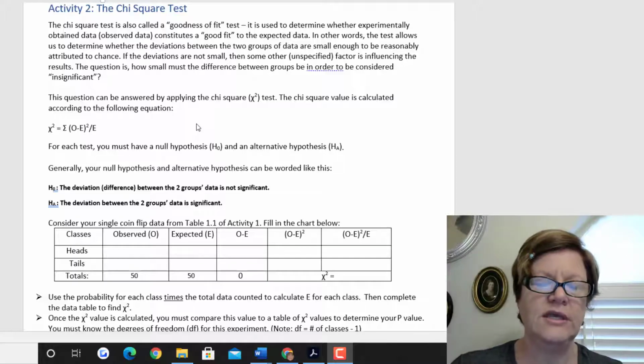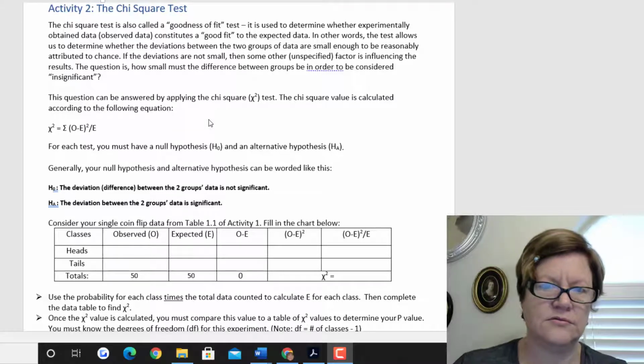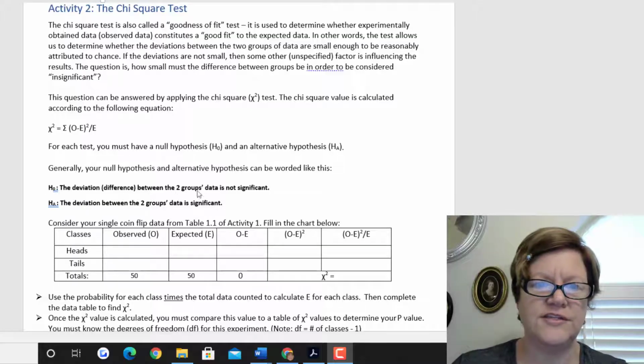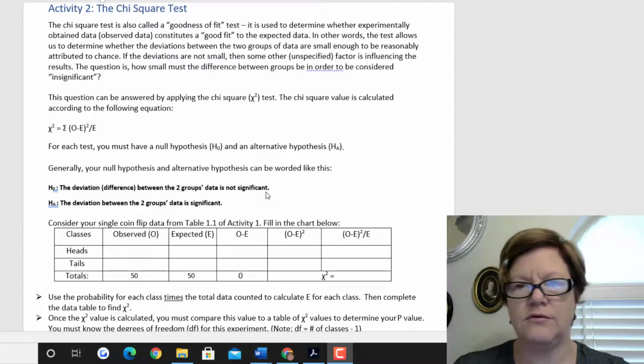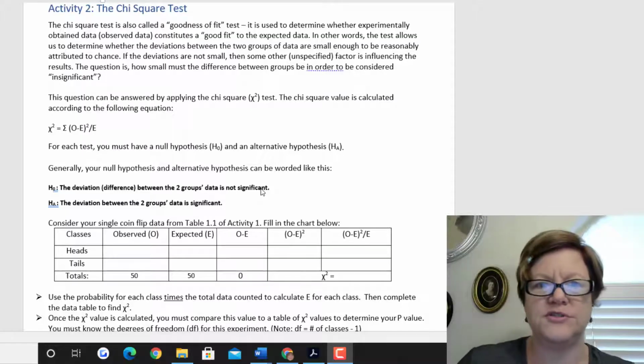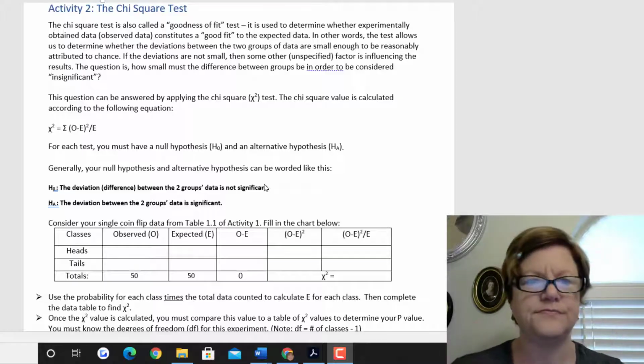All right. So in this case, we're going to be comparing actual coin flips to a perfect predicted set of coin flips. So here's your H null, your null hypothesis. It's H with this little o here. The deviation or difference between the 2 groups' data is not significant. It doesn't matter what, that's always the null hypothesis in some form or fashion. You might say that the blood pressure measurements between the 2 groups is not significant. You can modify it for your particular experiment, but the concept is always that H null is that there's not a significant difference between the 2 groups.